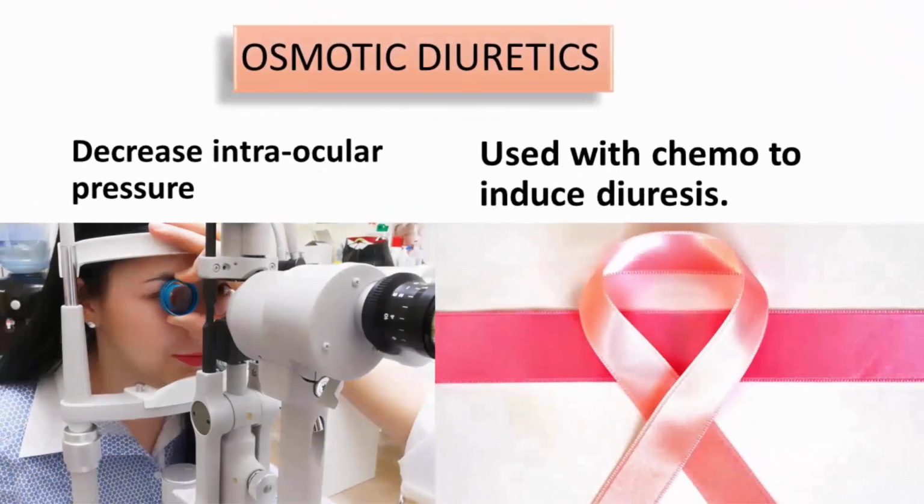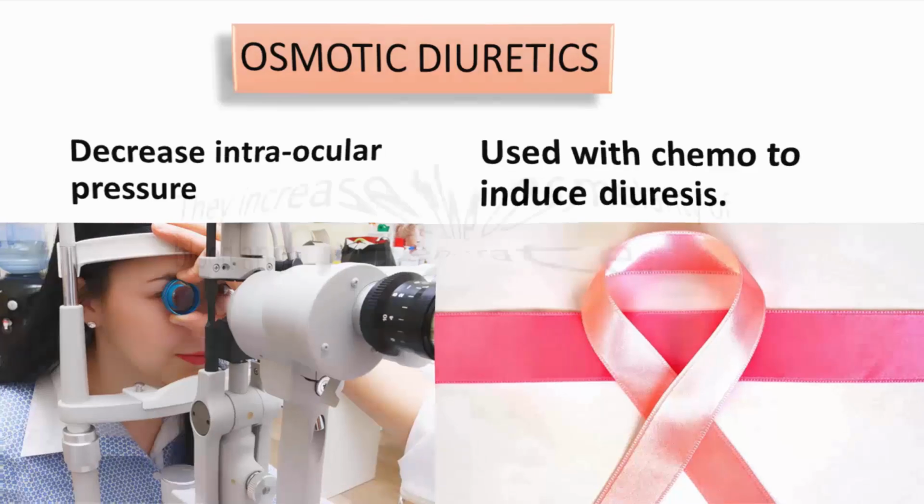The next class of diuretics are the osmotic diuretics. Common examples are mannitol and isosorbide. Unlike other classes of diuretics, it is basically used to decrease the intraocular pressure. Keep a note of this point. Another important point, they are usually used with chemo to induce diuresis.